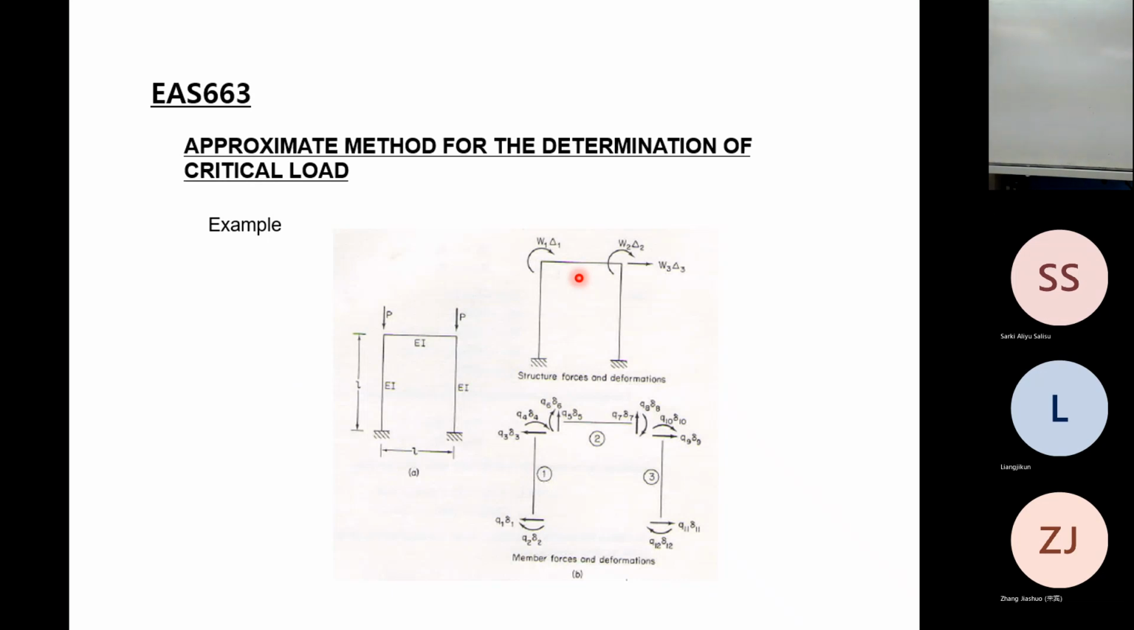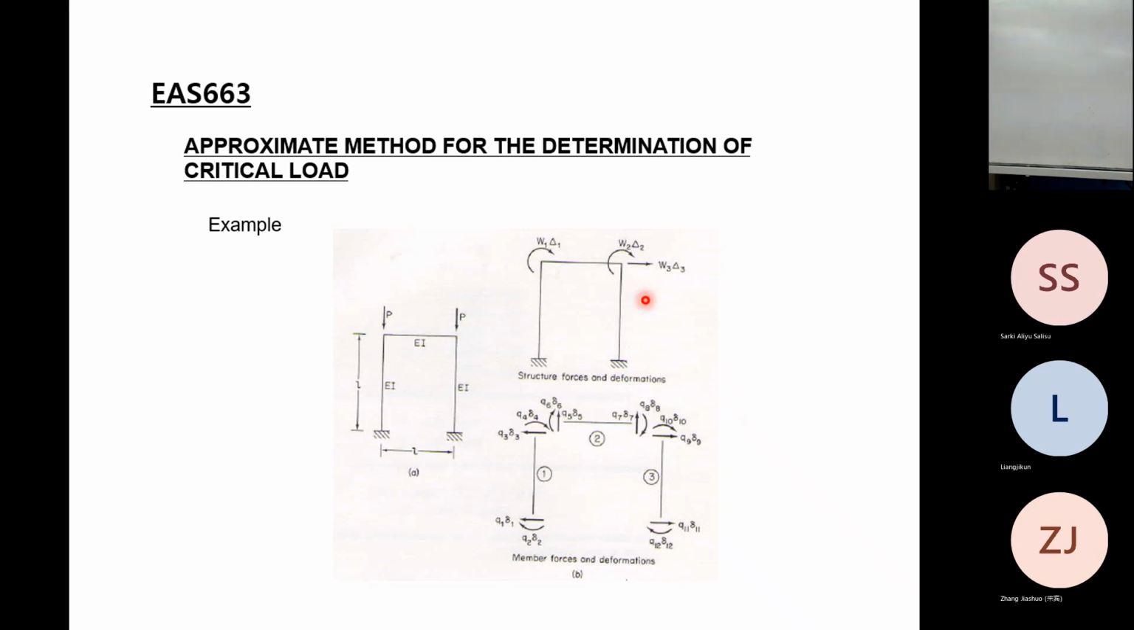Now displacement also includes rotation. So rotation at this joint and rotation at this joint are delta 1 and delta 2, and then the translation of this joint and translation of this joint is delta 3. We only indicate it once because here and here they have the same displacement. This point and this point have the same displacement when this frame sways. Then the corresponding nodal forces.